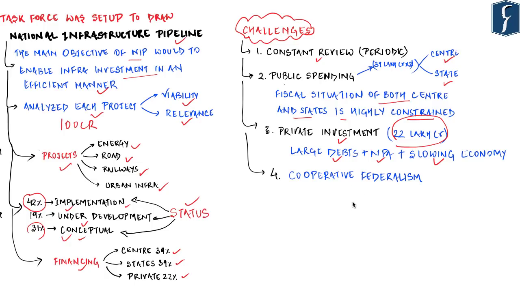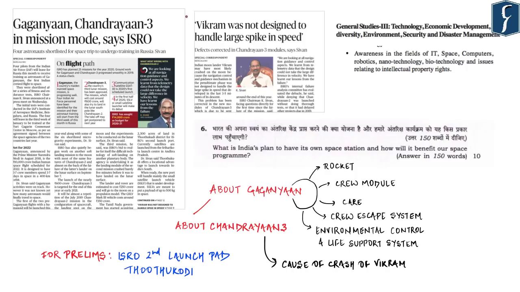So, apart from management of finances and periodical review, an important challenge for the center would be to garner the cooperation from various states. So, this article becomes extremely important from the perspective of the mains examination as it highlights the challenges under the National Infrastructure Pipeline. With this, we shall move on to the next news.